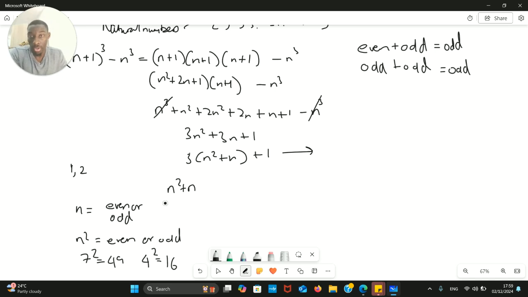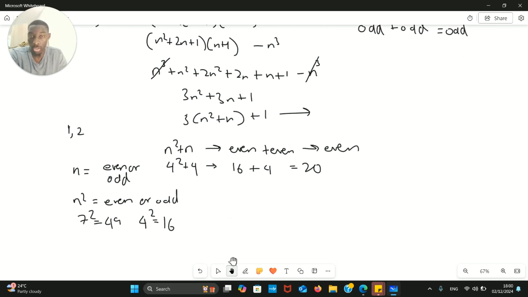But now, because it's n squared plus n, if you have an even number and you square it, that's going to give you an even number. But then if you add n again, which is the even number, an even plus an even is going to give you an even number. So as we said, if you have 4 squared plus 4, that's going to give you 16 plus 4, which is 20. Now, if I have an odd number, so an odd plus an odd, let's see what happens. So if I do 7 squared plus 7.